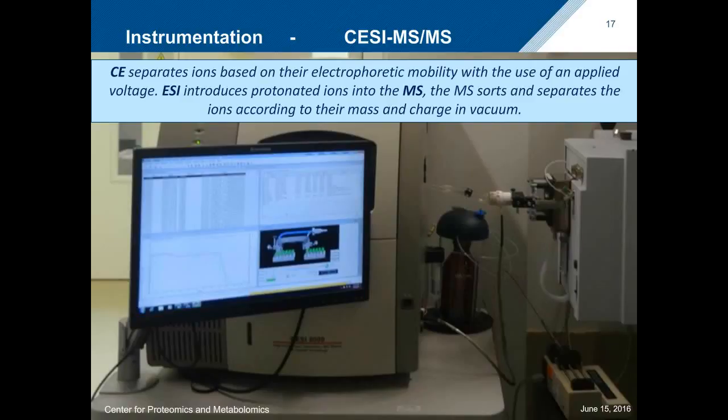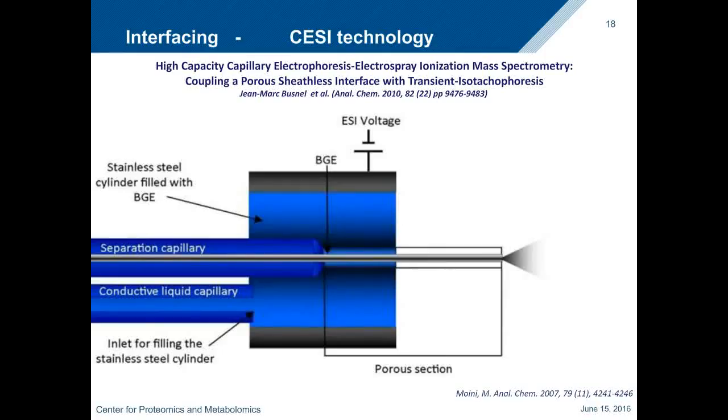So as you can see, the CE and ESI parts are merged into one, and that's because we're using the CSI technology. It's a little bit different compared to sheathless or sheath-liquid interface, because in this case we have our separation capillary, and we also have a conductive liquid capillary that's filled with 10% acetic acid. The end of our separation capillary tip is made porous by etching it with an acid, and that makes it permeable to interact with the conductive liquid that is surrounding it.